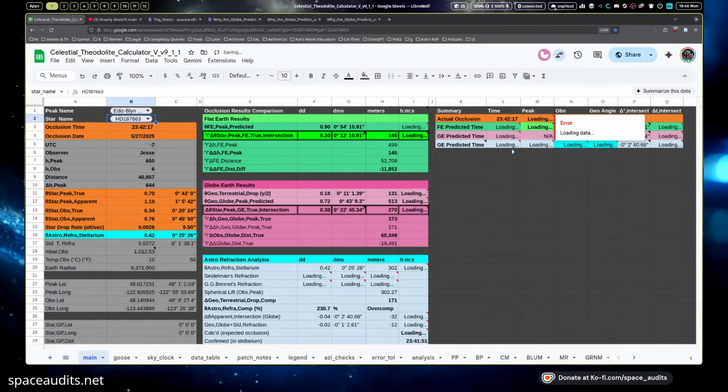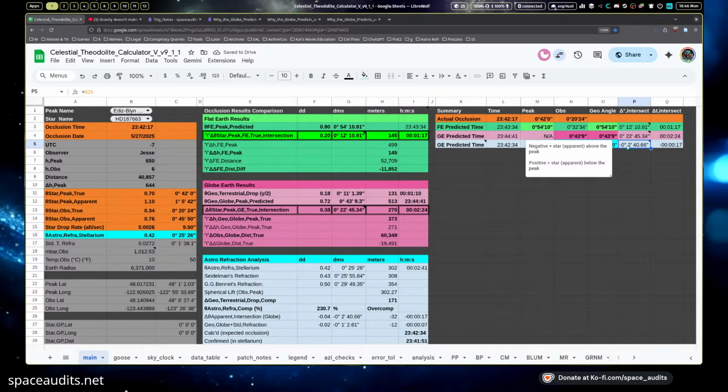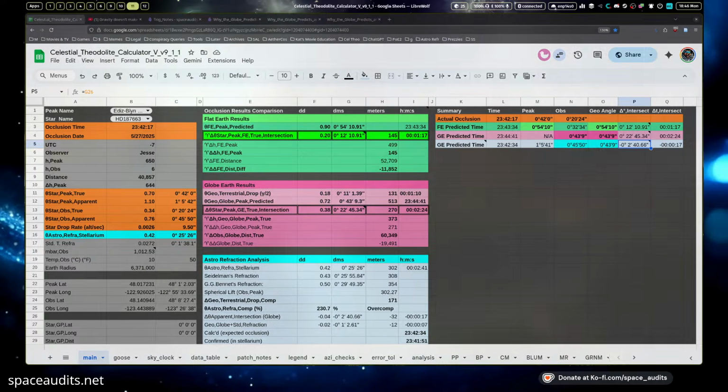Jesse's is particularly damning because the refracted position that you guys like to use predicts that it would already be 2 arc minutes and 40 arc seconds over the peak, so almost 3 arc minutes over the peak already at the time that it emerged. I've posted in the chat the screenshot of Jesse's observation, or one of it.